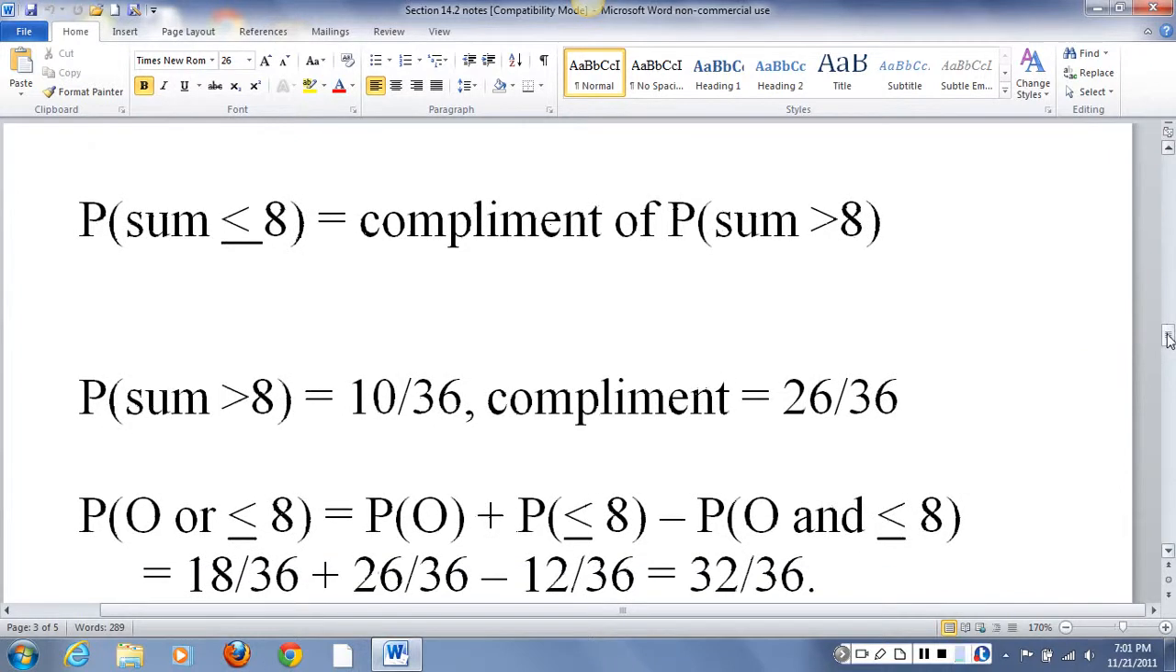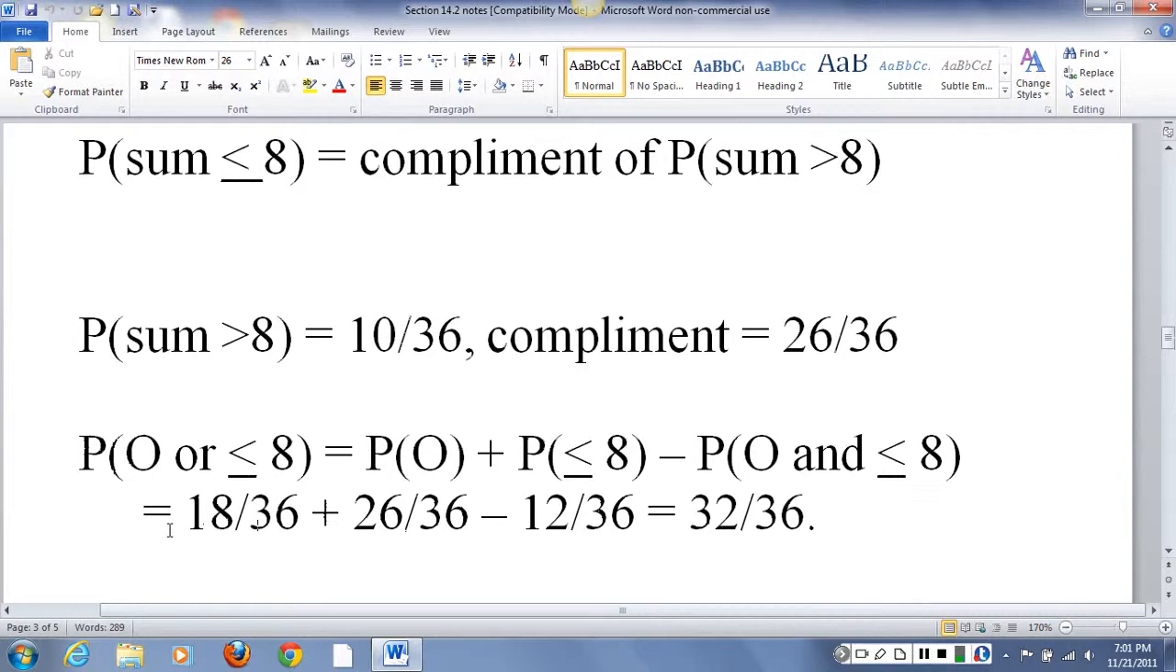So now, to find our overall union, the probability of an odd number or less than or equal to 8 is equal to the sum of the probability of getting an odd sum plus the probability of a sum less than or equal to 8 minus their intersection, the probability of an odd number that is also less than 8. That comes out to be this. 18 out of 36 plus 26 out of 36, that's the sum of the first two parts, an odd, and then a sum less than or equal to 8.